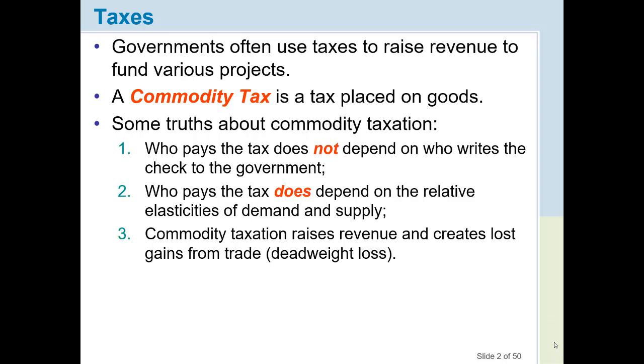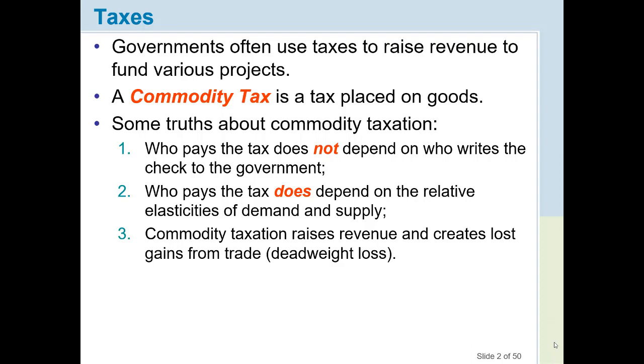Now let's start with some truths about commodity taxation, and you might find these kind of interesting. Who pays these taxes does not depend on who the government makes responsible for collecting it. So sometimes they could levy it on the buyer, you have to pay when you buy. Sometimes they could levy it on the seller. The seller has to remit the taxes after he or she sells. It doesn't matter who is legally responsible. What does matter is the elasticities of demand and supply. So you can't really do this tax analysis until you've learned about elasticity.